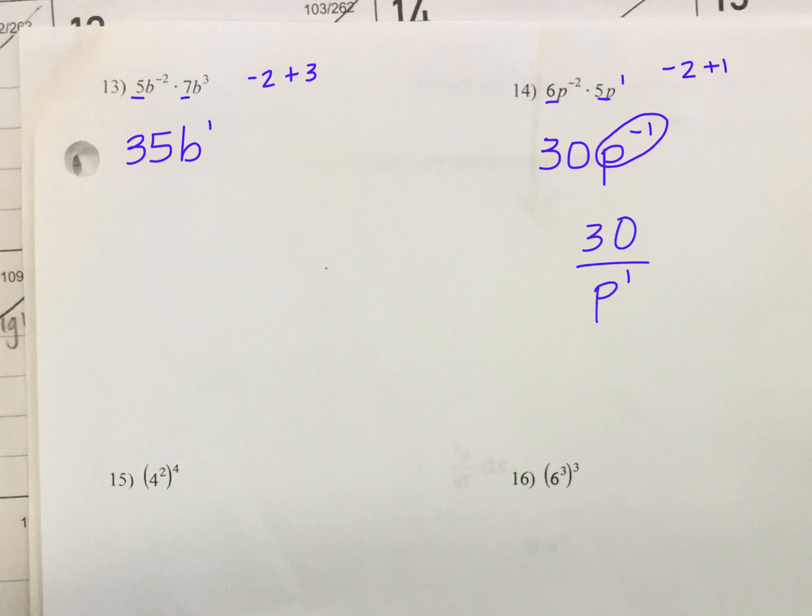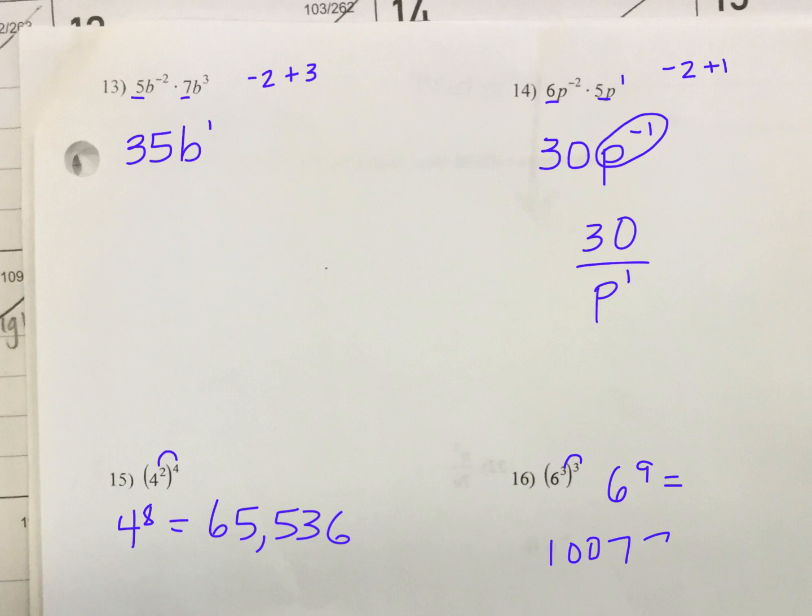When I have 15, you can type it just straight up in your calculator, or I can just say 4 times 2 is 8. 4 to the 8th is 65,536. 3 times 3 is 9. 6 to the 9 would be, whoa, that's a big number. $10,077,696.